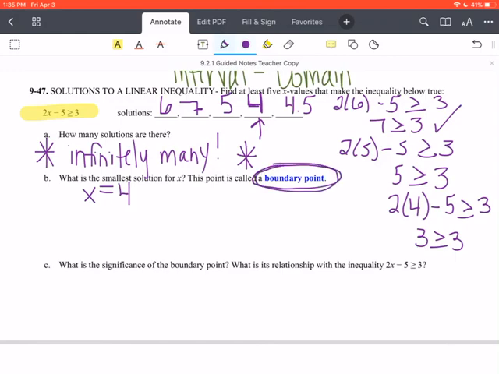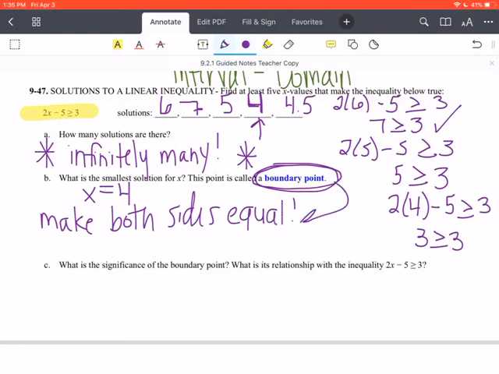Well, the boundary point will always make both sides equal. It will always do that. So whenever you're asked about a boundary point, this is important vocab, so get it written down. Boundary points make both sides equal.